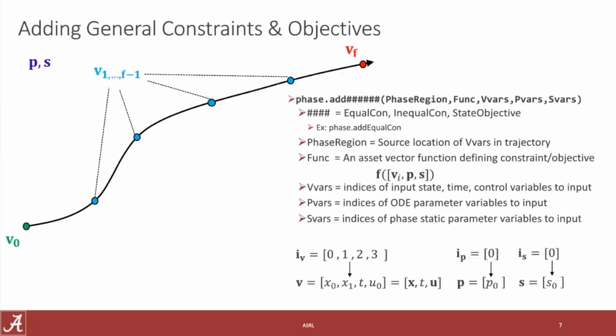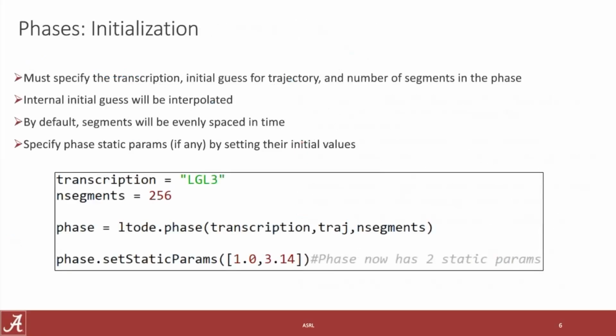You have 250. Yes, it doesn't need to be 256. It doesn't need to be a power of 2. Correct. The number is a good point. The number of segments in this example is arbitrary. The number of segments also does not have to be the same as the number of points of your initial guess. You'll get an interpolated solution of the number of segments from your initial guess.